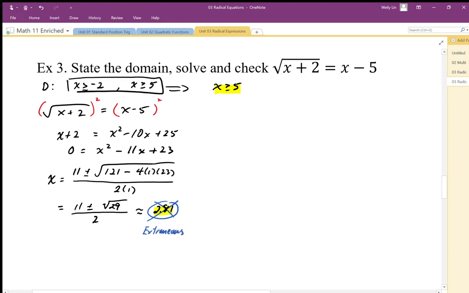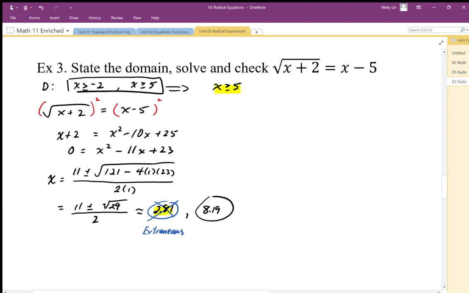Okay, work out the other solution. So it's going to be 11 plus the square root of 29, all divided by 2. And I get 8.19 approximately. So it's about 8.19. Based on our domain restriction, it looks like this is a good answer. When we plug it in, you can always check it using the decimal value. So the square root of about 10.2 is equal to about 3.19, which is going to be correct. So this is our solution here.